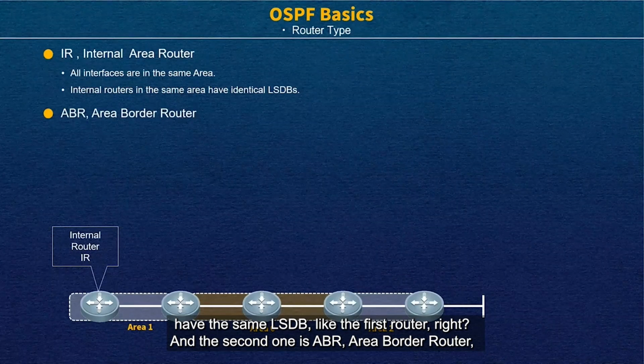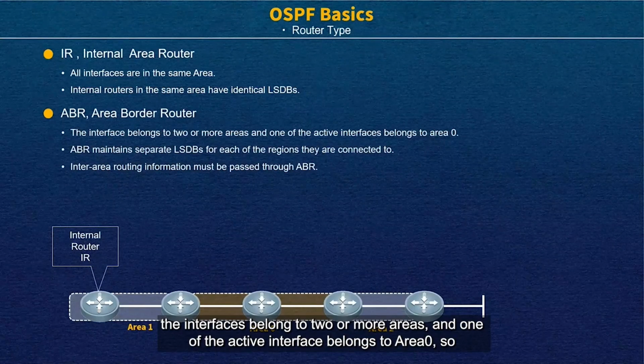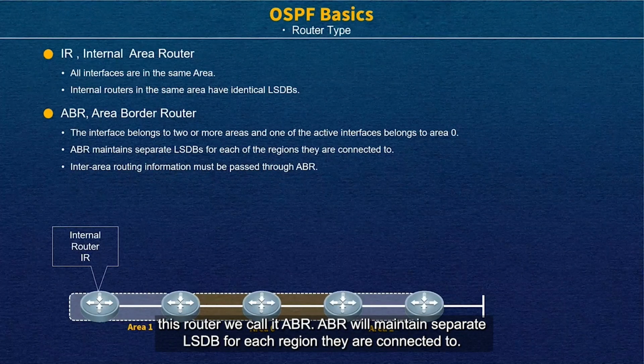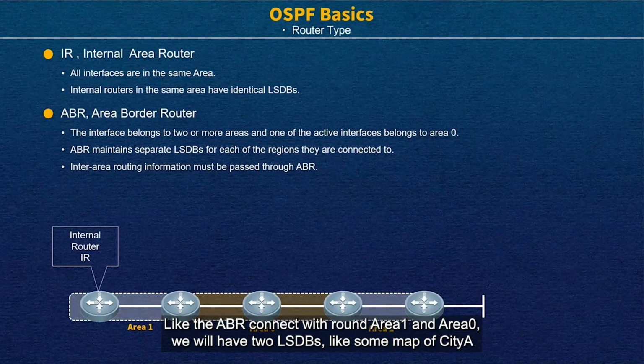And the second one is the ABR, area border router. The interfaces belong to 2 or more areas, and one of the active interfaces belongs to area 0. So this router we call an ABR. The ABR will maintain a separate LSDB for each region it is connected to. Like the ABR router connecting to area 1 and area 0, we will have 2 LSDBs.